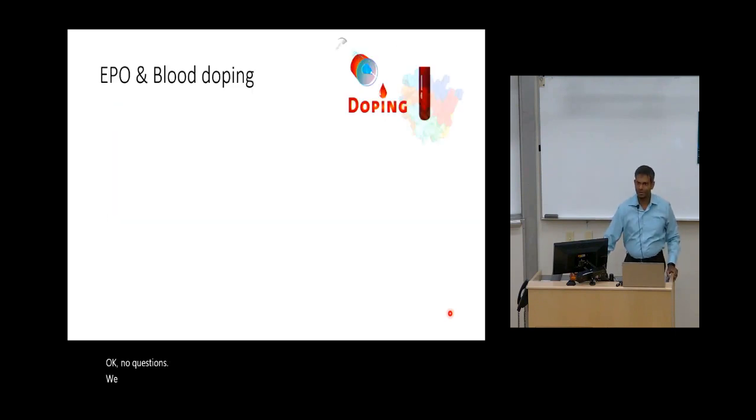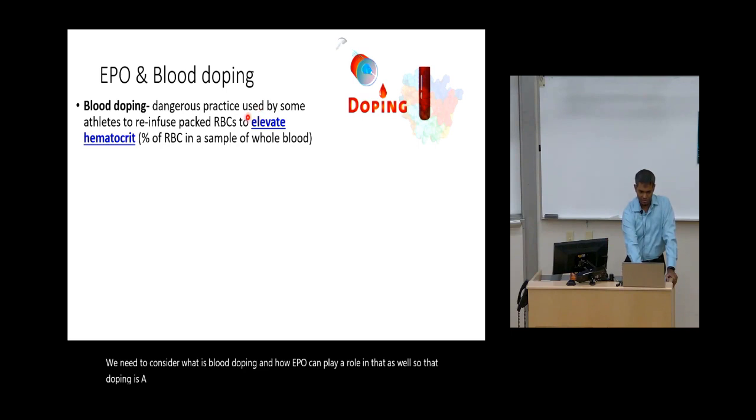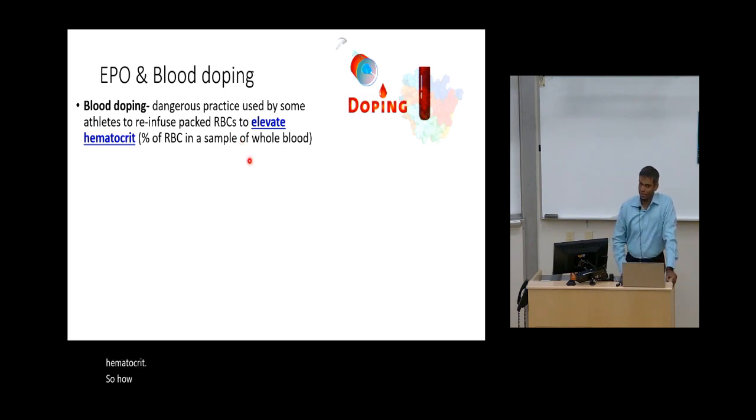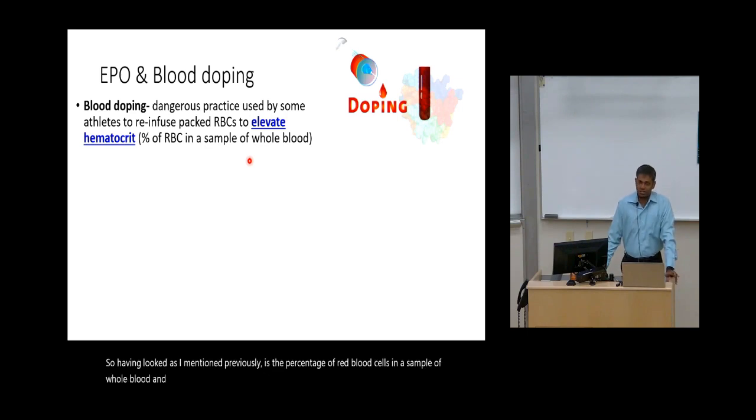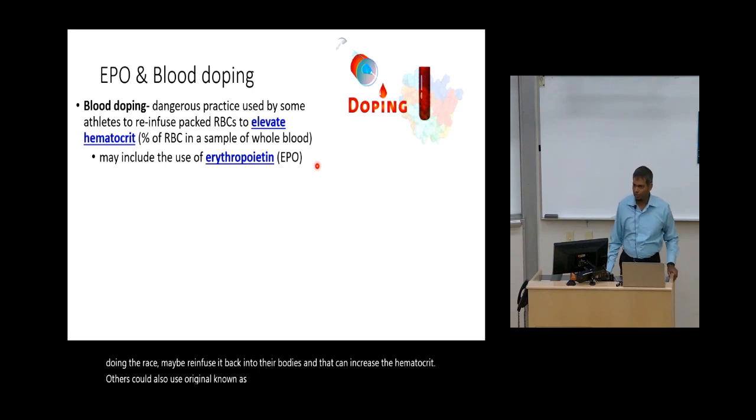We need to consider what is blood doping and how EPO can play a role in that as well. So blood doping is a dangerous practice used by some athletes to reinfuse red blood cells to elevate the hematocrit. Hematocrit, as I mentioned previously, is the percentage of red blood cells in a sample of whole blood. There are some athletes who could take their own blood and freeze it, and during the race maybe reinfuse it back into their bodies, and that can increase the hematocrit. Others could also use what is known as erythropoietin.